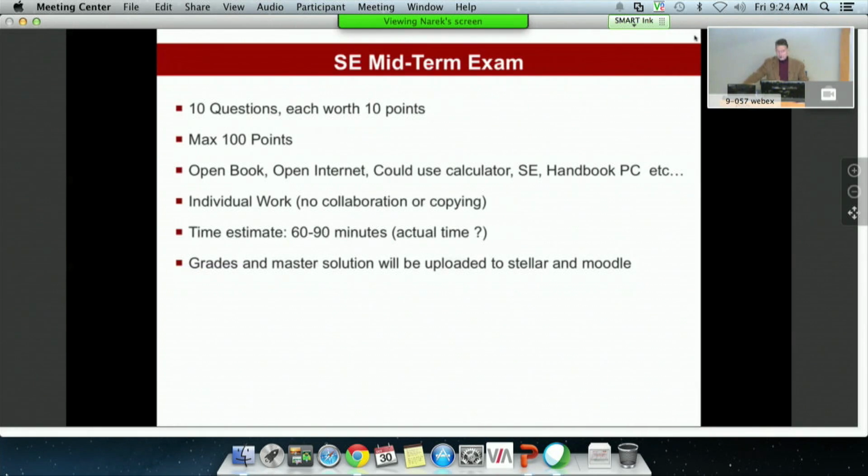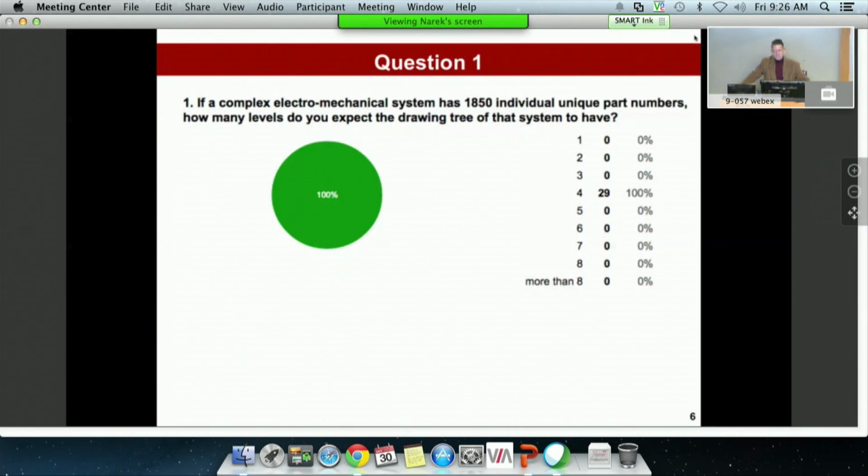So let me start talking about the midterm exam, and we'll go question by question. And please stop me if you have any comments or questions. Let's make this interactive. So question 1: if a complex electromechanical system has 1,850 individual part numbers, this is at the lowest level, how many levels do you expect the drawing tree to have? Everybody provided the same answer, 4, right?